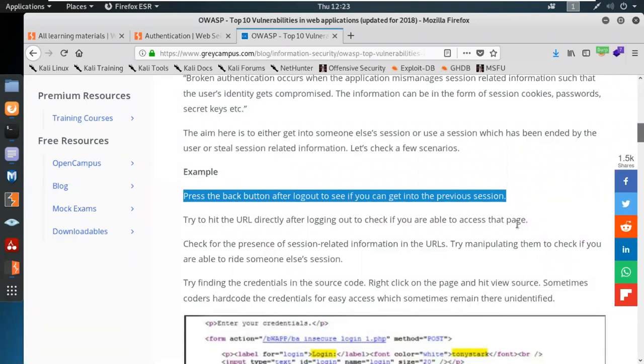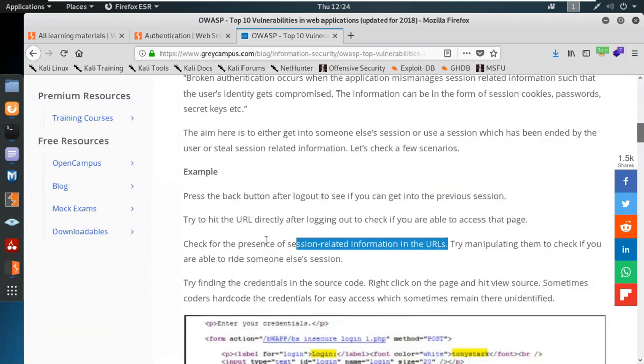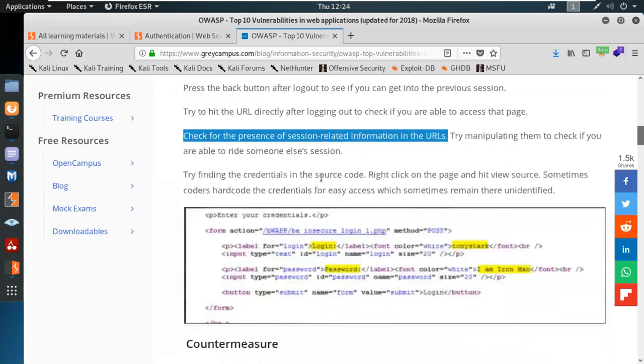Check the presence of session-related information in the URL. This is also important. Try to manipulate it to check if you are able to get into someone else's session. Sometimes they find some data in the backend of the source code, for example credentials left behind. Try finding the credentials in the source code: right-click on the page and view the source. Sometimes coders hard-code the credentials for easy access. So yes, this is a normal thing. Sometimes we get sensitive information in the backend of the source that should not be accessible.